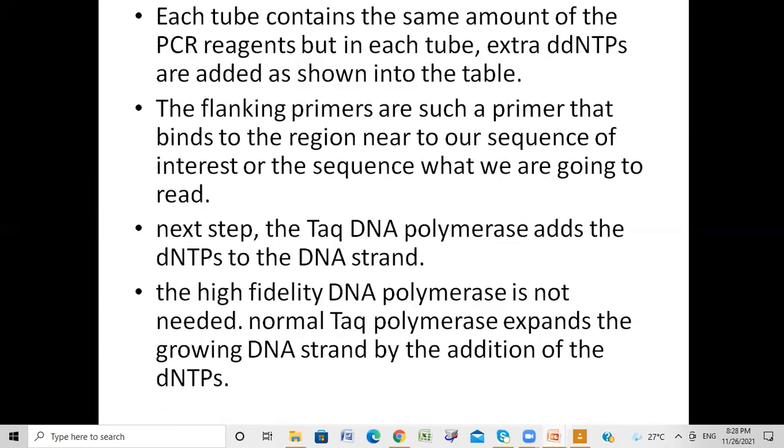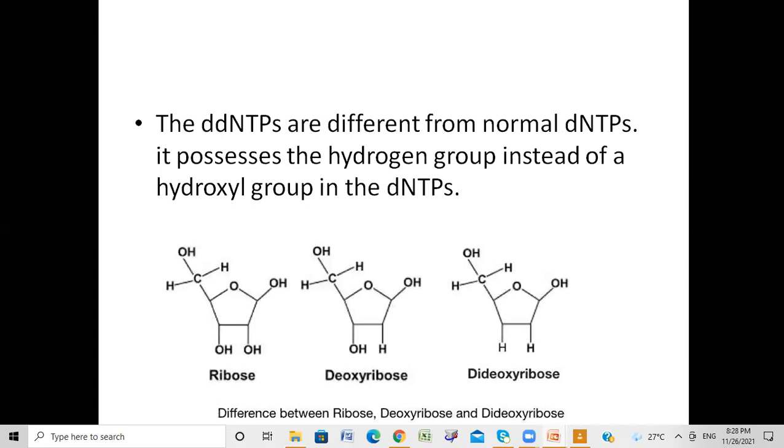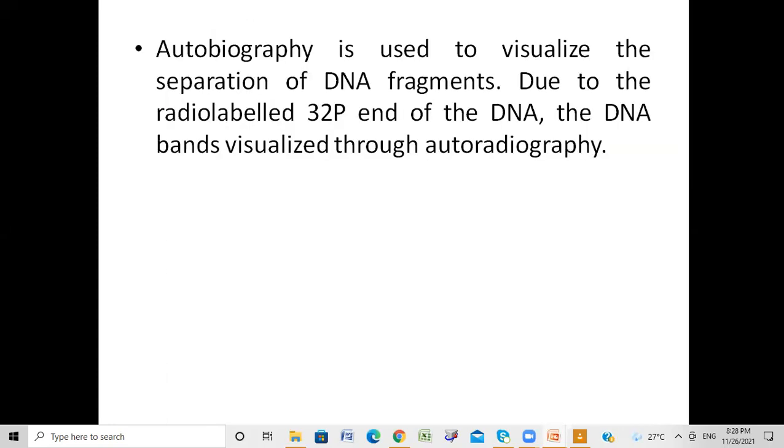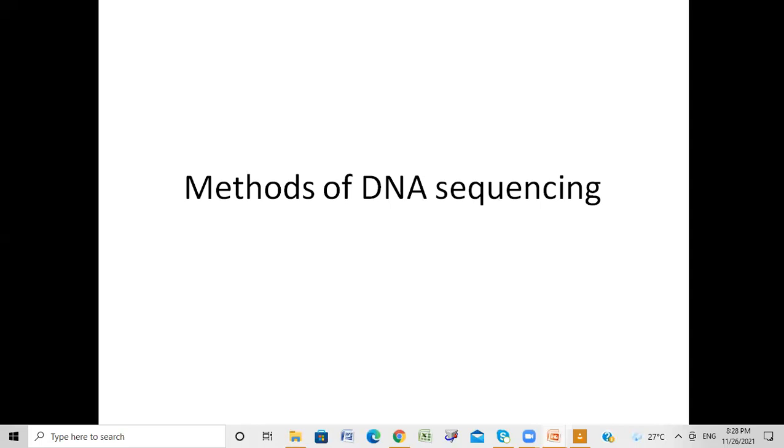Today I have covered the rest of the transgenic animals and the applications of transgenic animals, the steps involved in DNA sequencing and the methods of DNA sequencing. Under the methods of DNA sequencing, I covered two methods. One is the Maxam-Gilbert method, the other one is the Sanger sequencing method. Understood, everyone? Yes, Miss.